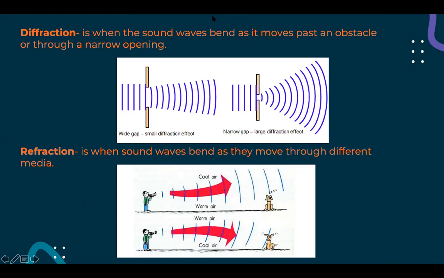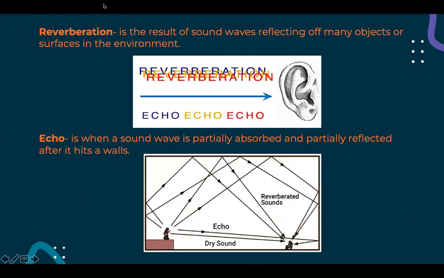Next we have, hello, good afternoon. So now we'll be talking about reverberation. So it is the result of sound waves reflecting off many objects or surfaces in the environment. So reverberation is like the reflection of sound waves.